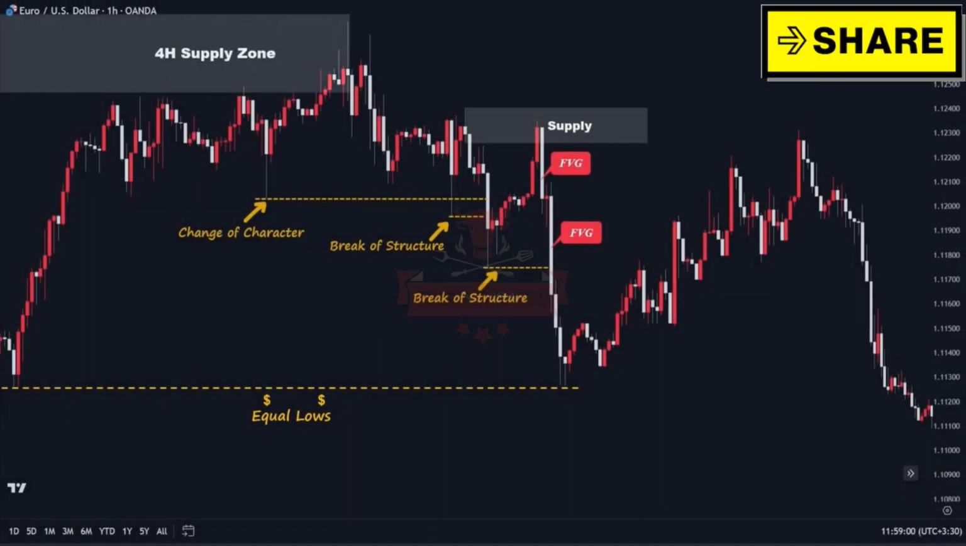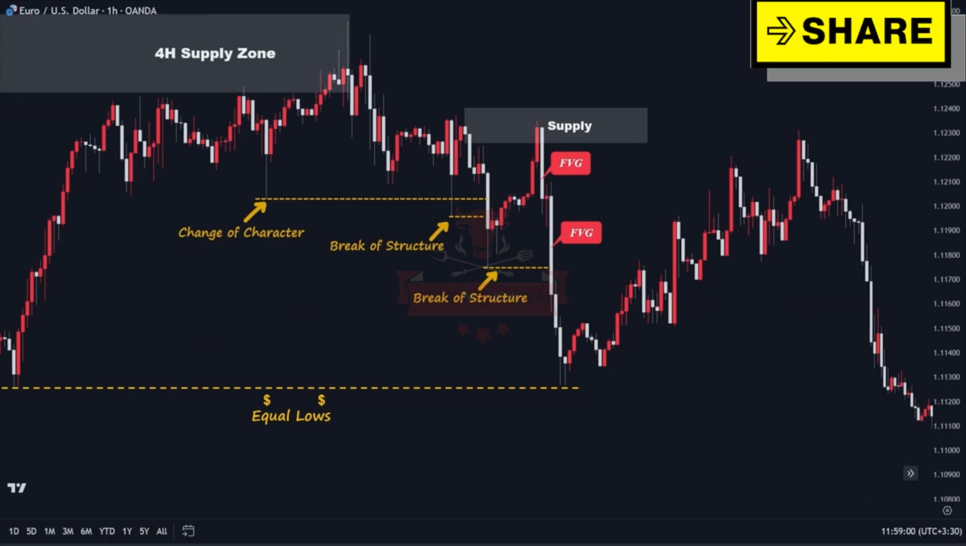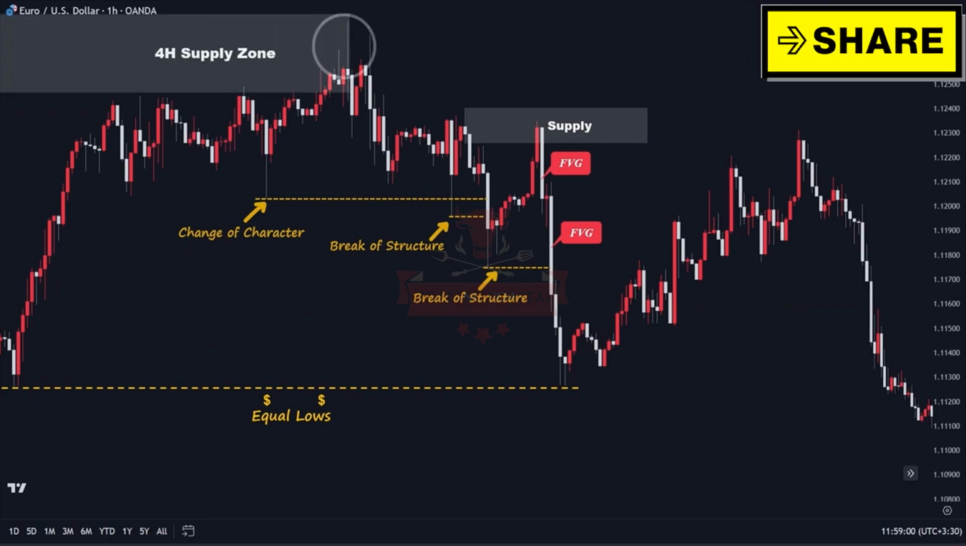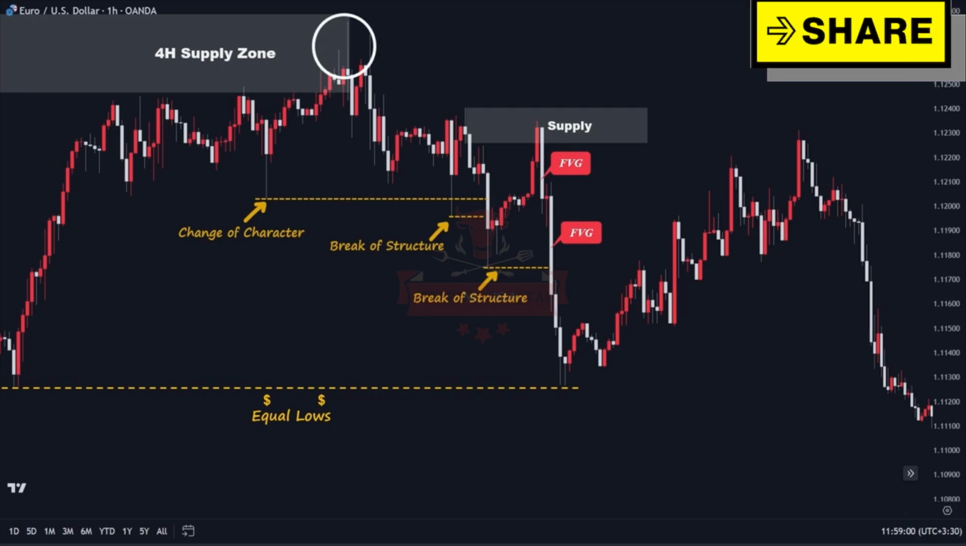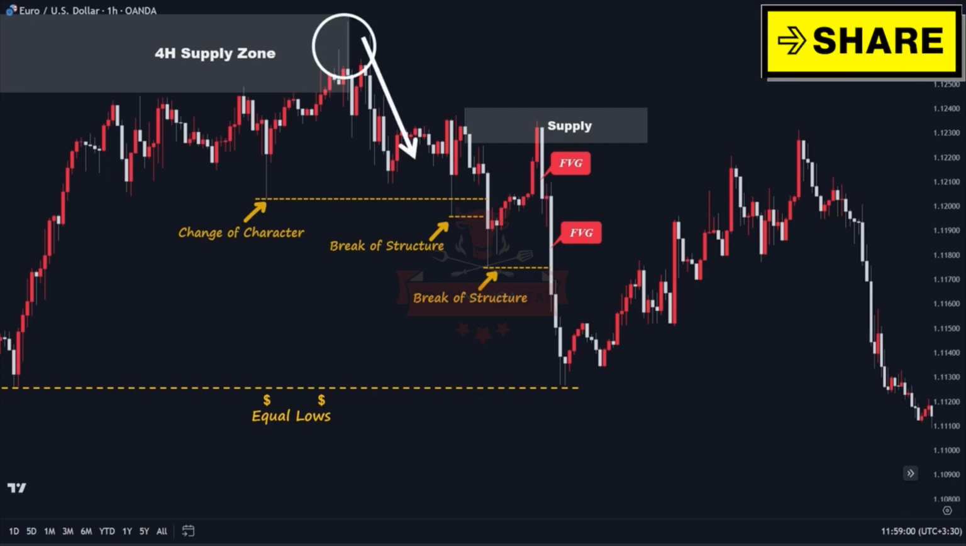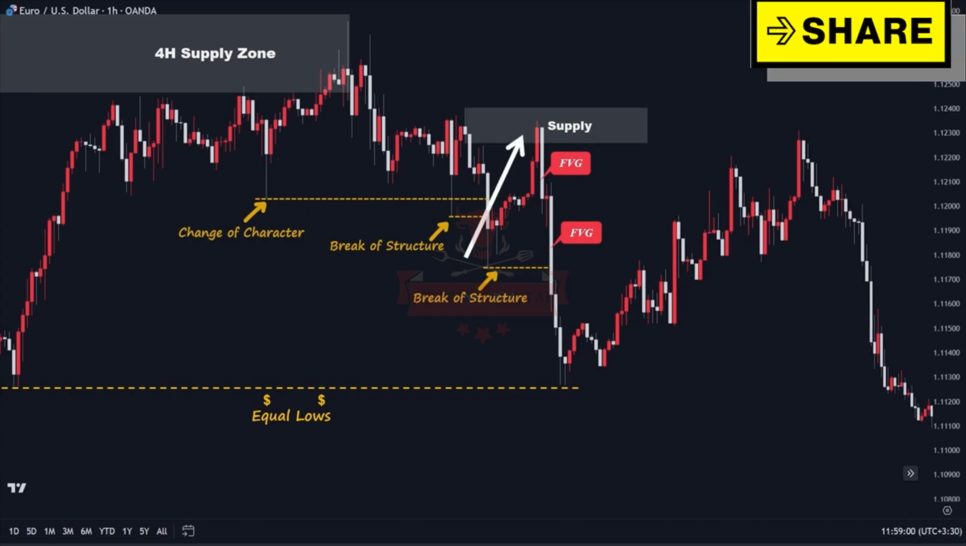Here we have the euro-dollar 1-hour time frame on the chart. Initially, the price moved upward until it reached the 4-hour time frame supply zone, reacted to it, and then reversed its direction. Subsequently, the price created a change of character by breaking and closing below this structure. Then, price moved upward to mitigate the order block generated by the change of character wave.